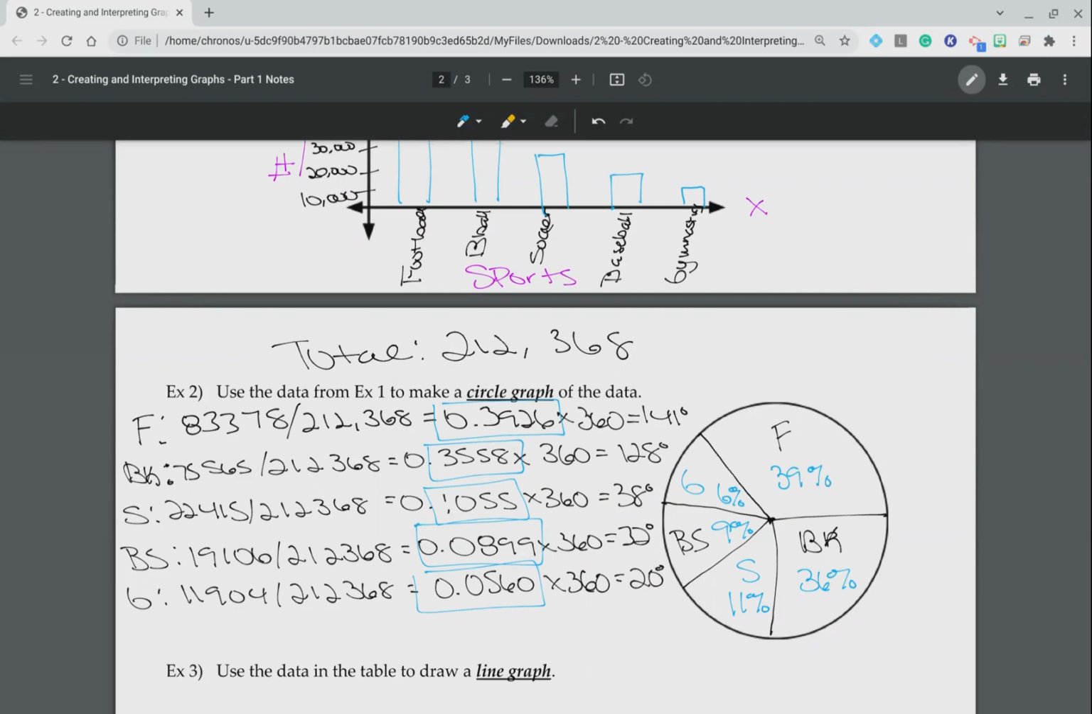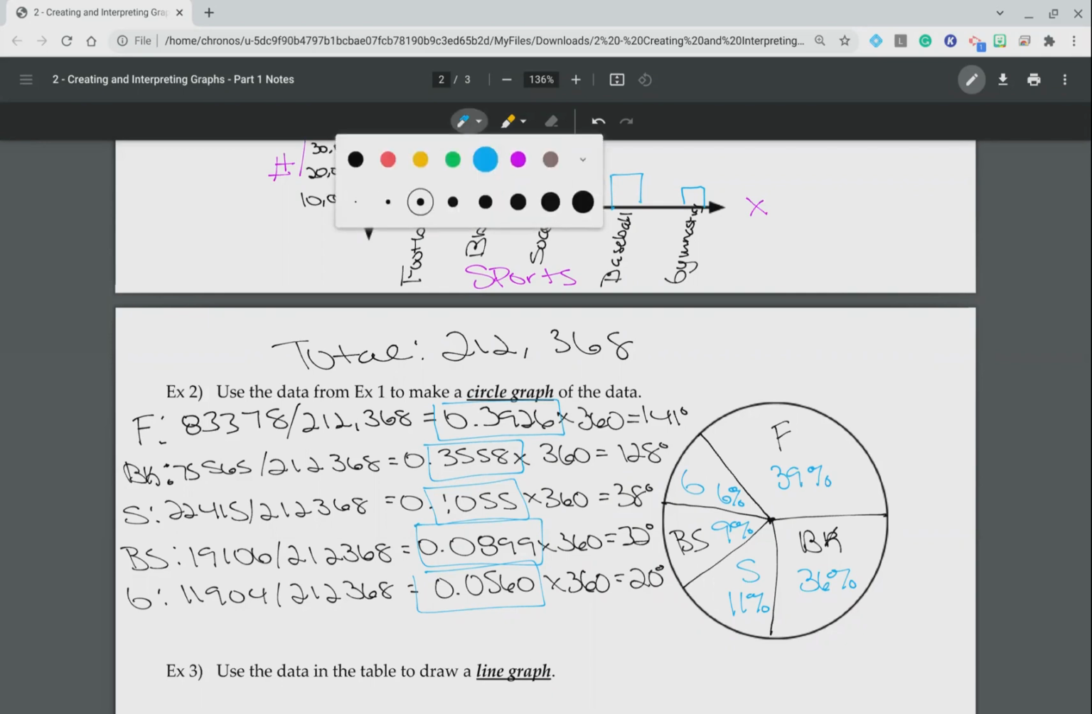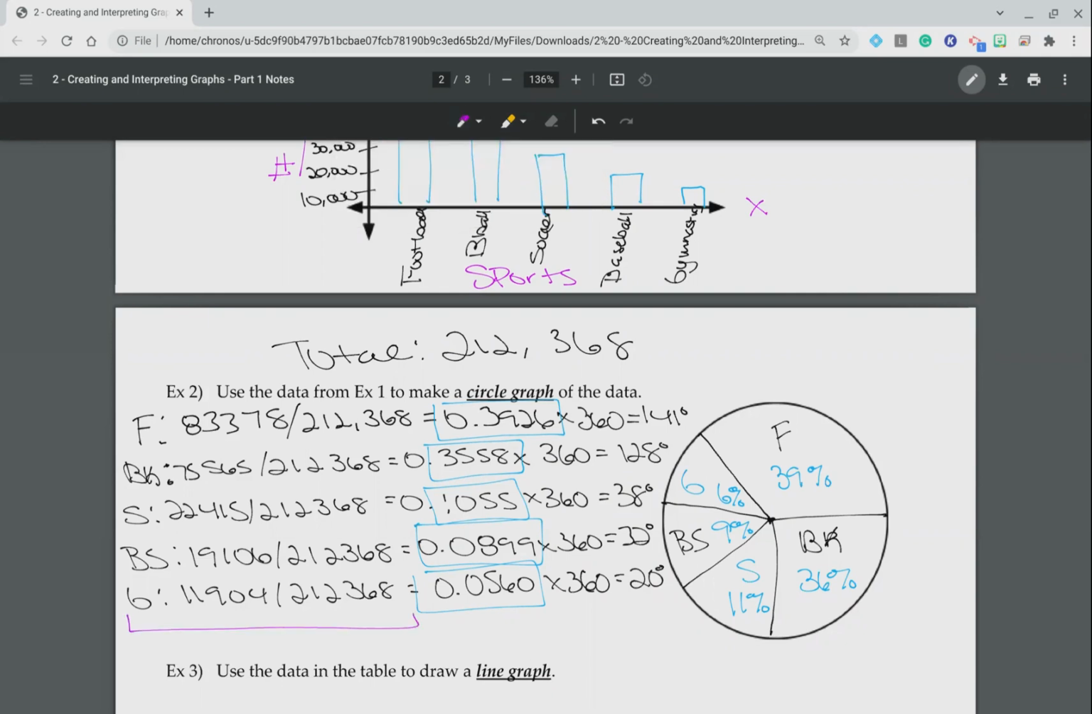Okay, that's how you would go about making a pie chart. You have to figure out what percent it is by doing this first step. And I'll label this. This was us finding the percent. Okay, this was us figuring out how many degrees in the circle that's going to take up.